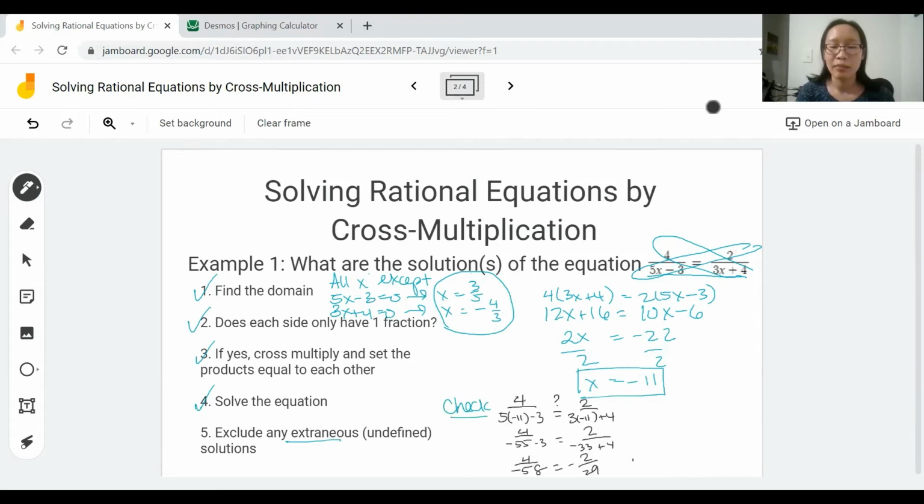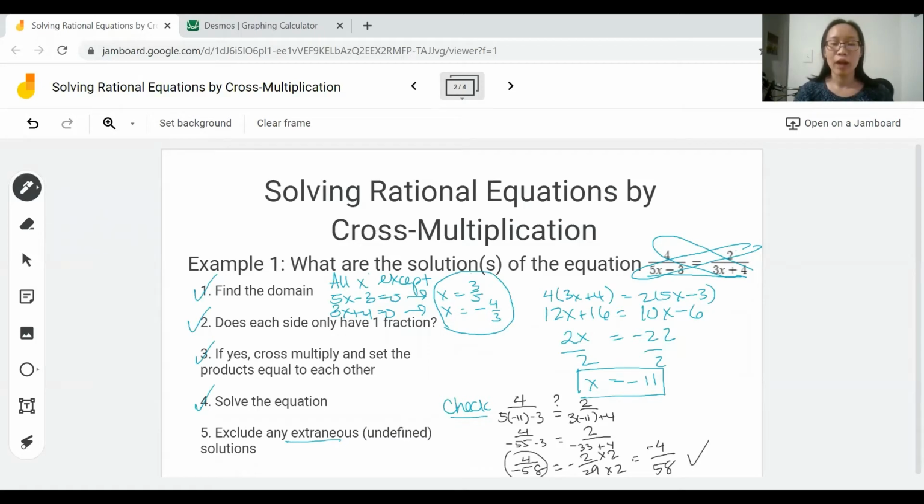In this last step of my algebraic check, I want to know if these two fractions are equivalent. I notice that I can multiply 2 by 2 to get 4. So if I multiply both the numerator and the denominator by 2, I get negative 4 over 58, which is the same as the left side, so that checks out.